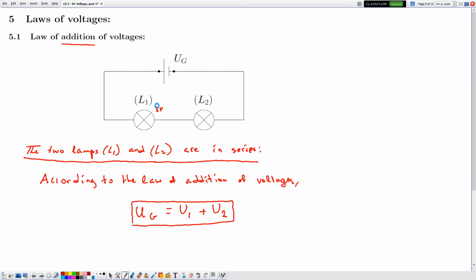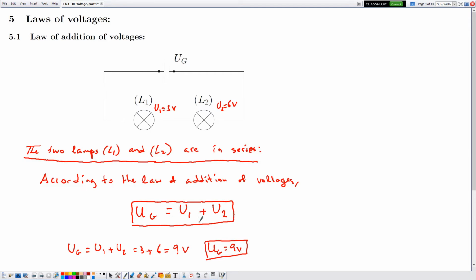U1 is equal to 3 volts, and the voltage across the lamp L2 is given by U2 is equal to 6 volts. Then the voltage across the battery will be given by UG, which is equal to U1 plus U2, which is equal to 3 plus 6, which is equal to 9. Since U2 is in voltage and U1 is in voltage, then the value of UG will be in volts. So UG is equal to 9 volts.